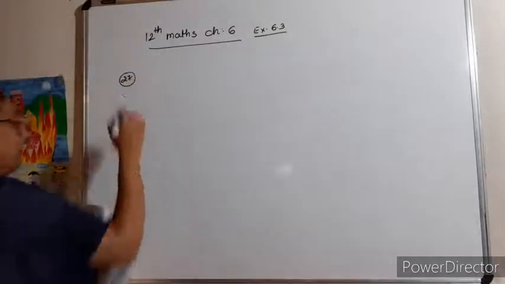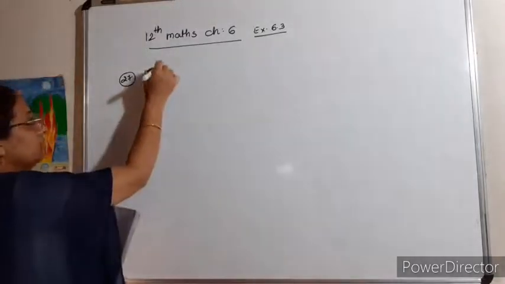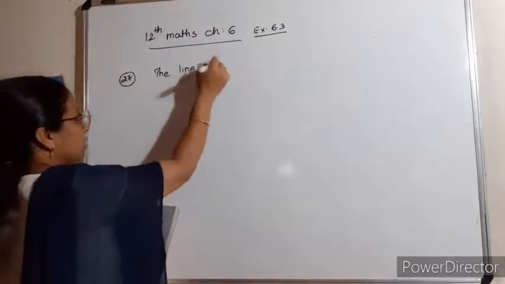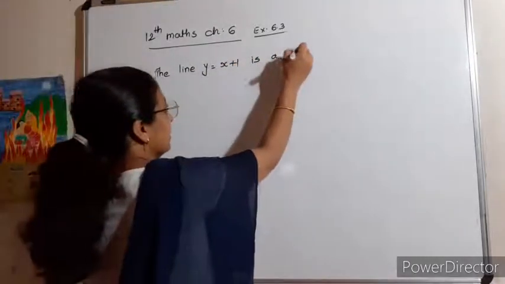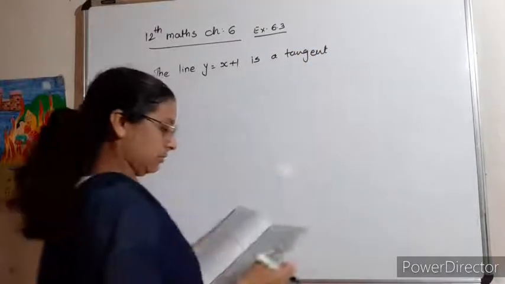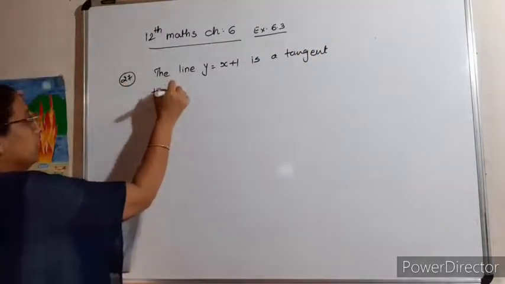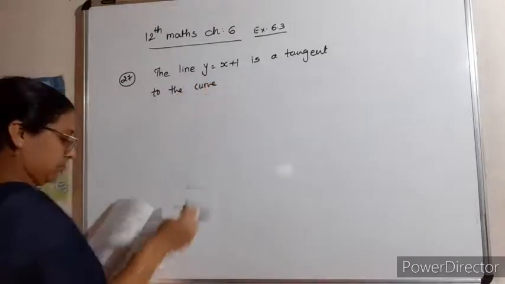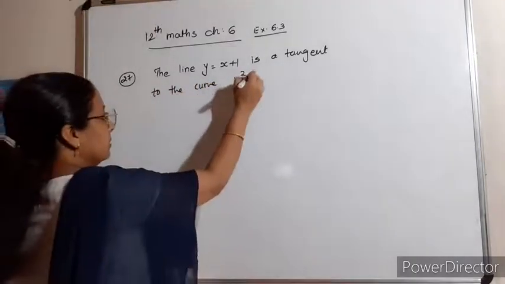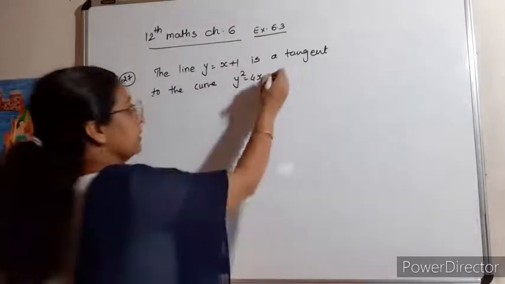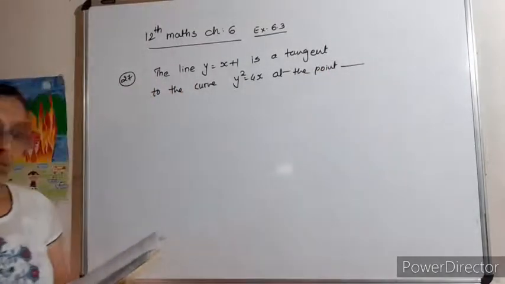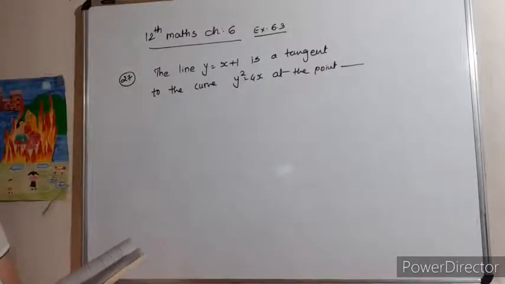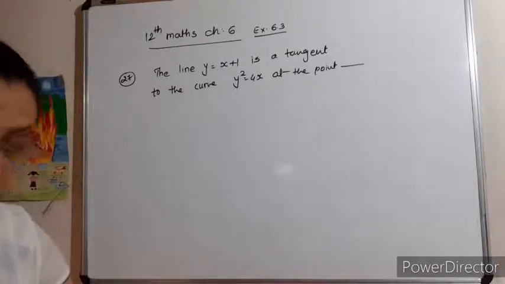27. The line y is equal to x plus 1 is a tangent to the curve y square is equal to 4x at the point dash.